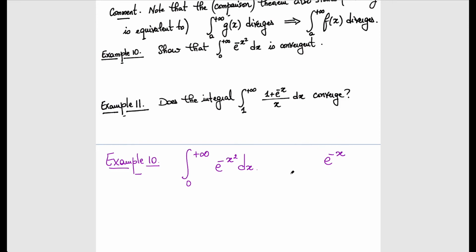So what I'm going to do is try to sense the relationship between e to the power negative x squared and e to the power negative x on 0 to infinity, right? I want to understand the relationship between the two from 0 onward.